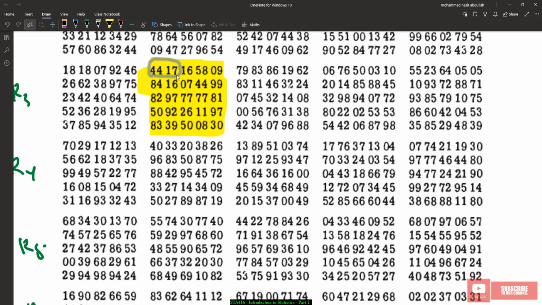After we finish this one, we can go down or to the right or to the left, as we like. The next sampling unit can be 8416, the third one 8297, the fourth one 5092, and then 8339. After this, we can continue or go down again: 4033, 9683. So this is how we read this random number table. We can go down, to the right, or down like this. It is random, so we can go anywhere we like.